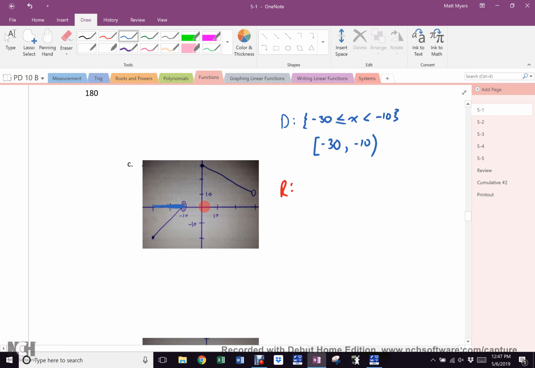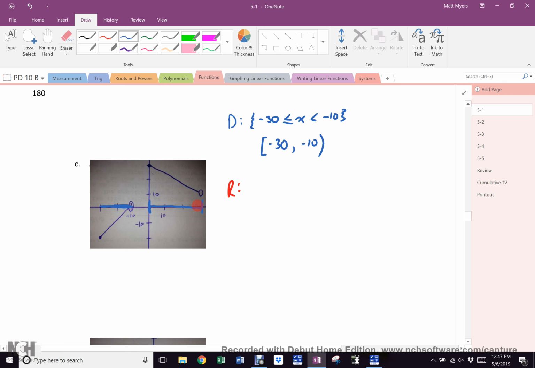Now, what happens? So that we've covered. What happens right here? Does it start up again? Okay, so what's my lowest domain there? Zero. Does it equal zero? What am I counting? X's. What does it go up to? Does it equal 30? No, because it's an open dot. How would I draw that in this notation? Square bracket, zero, round bracket. Done.